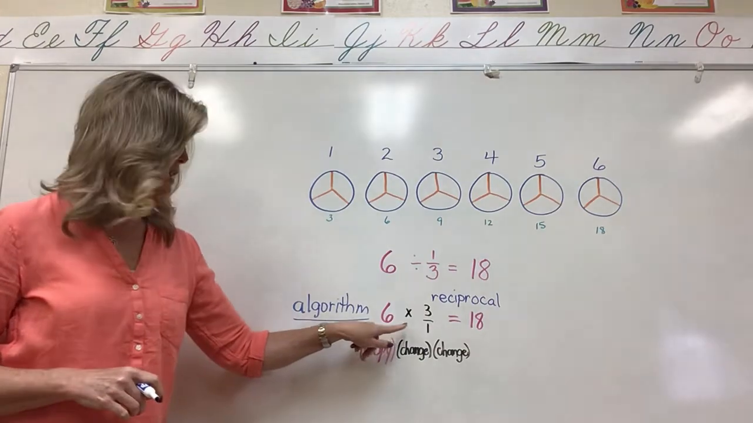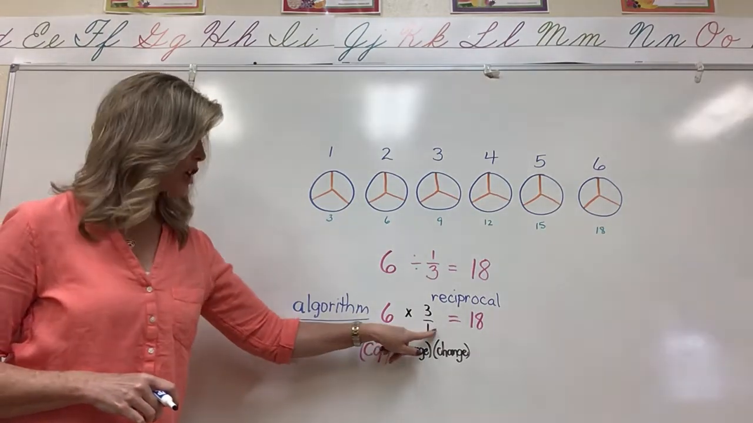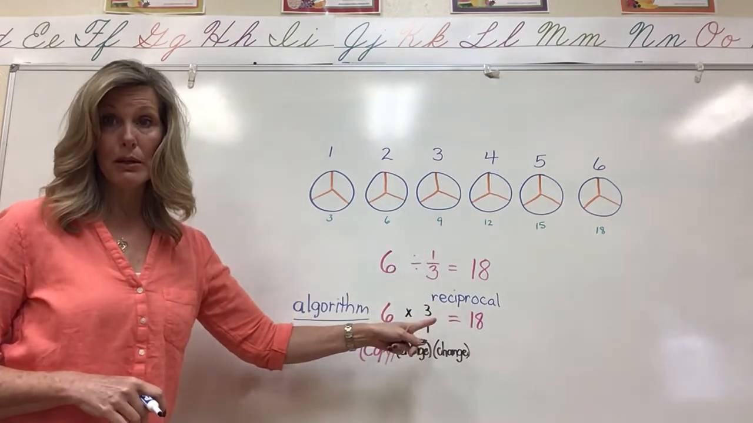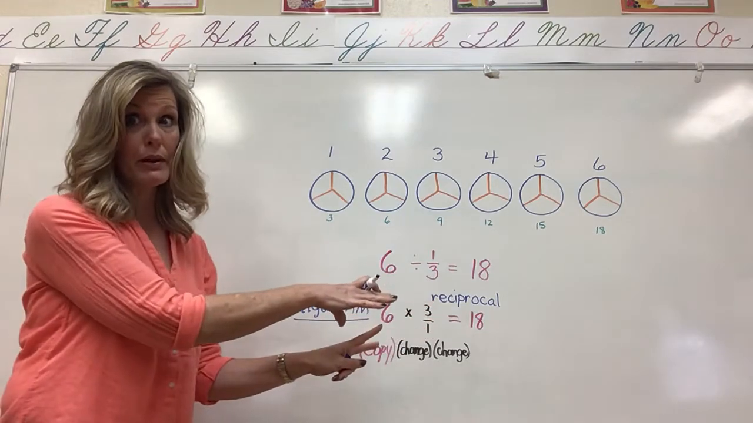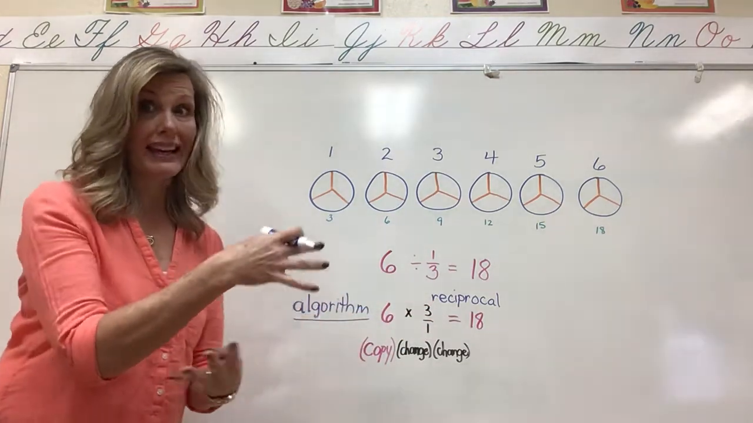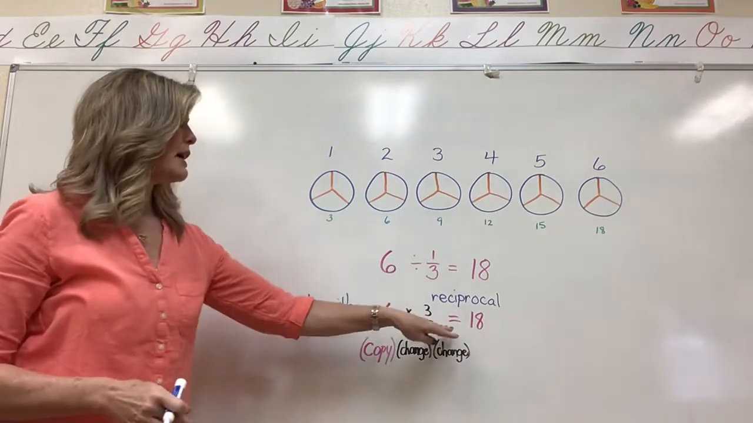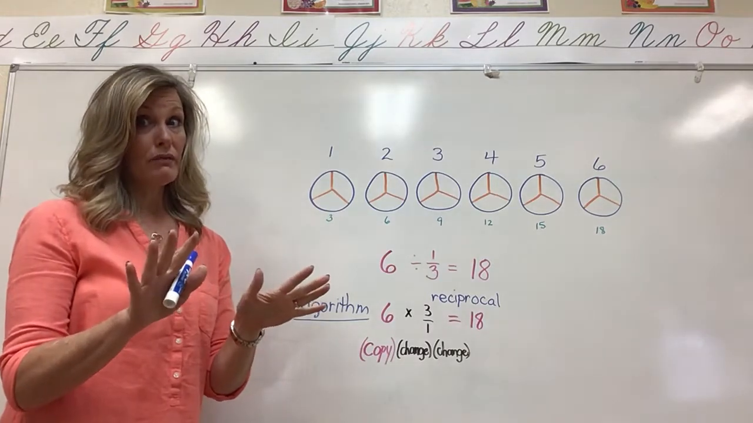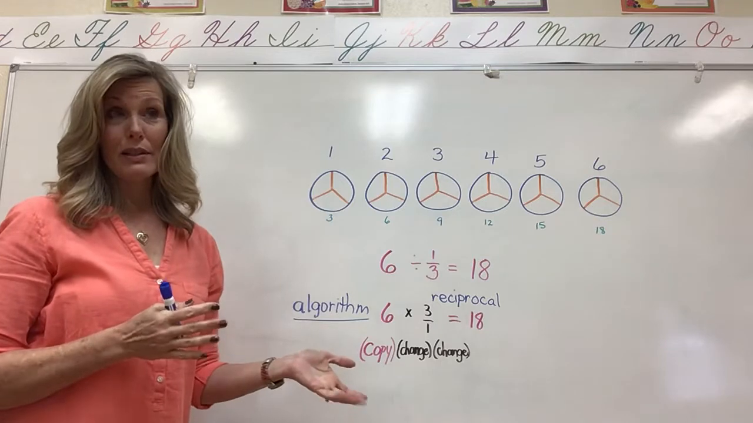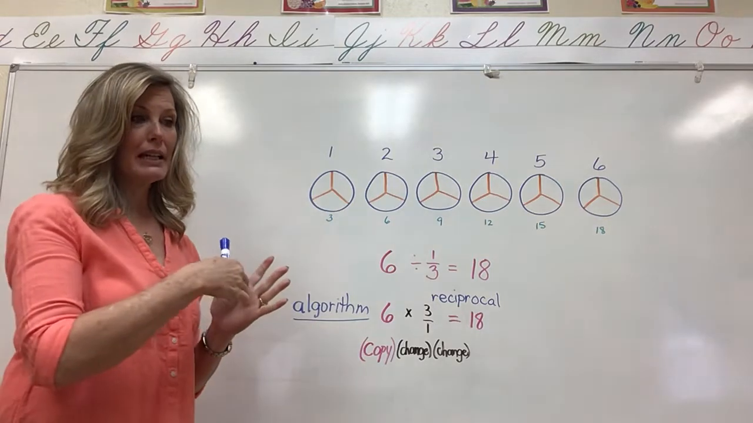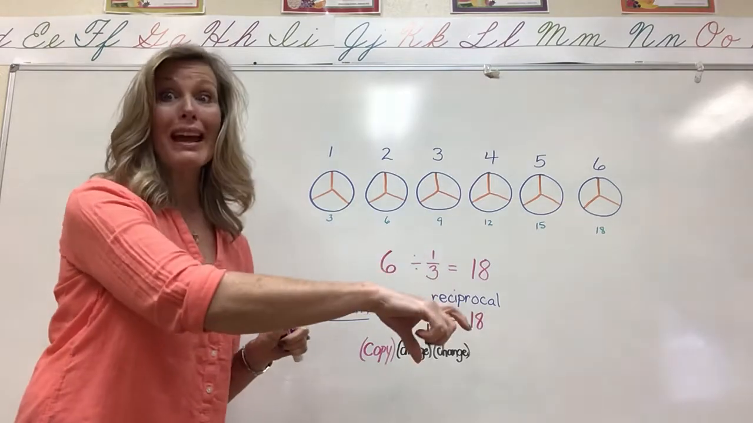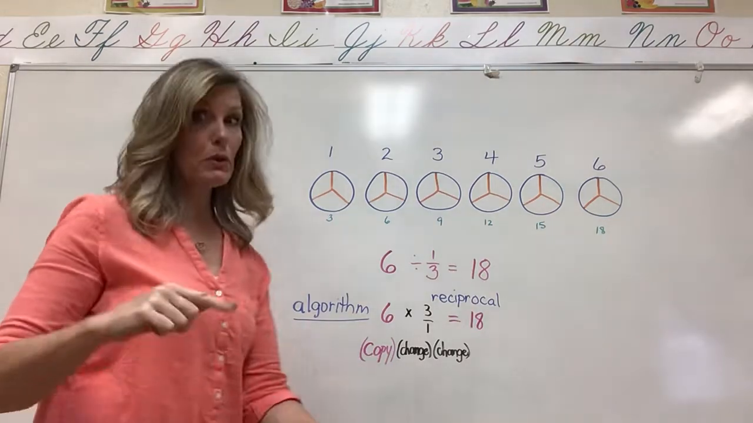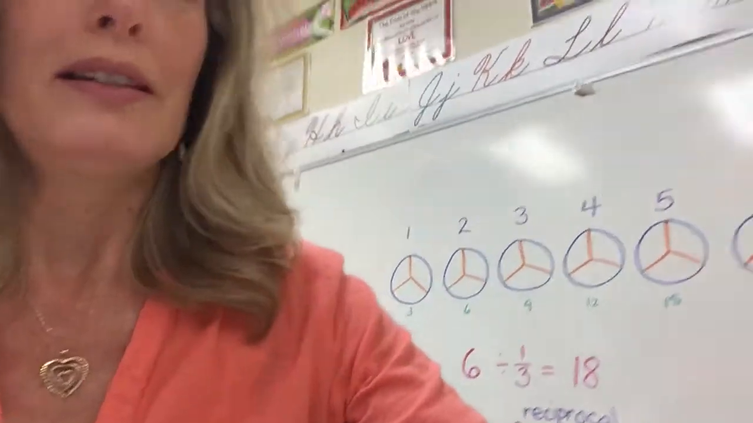Copy the first term, change divide to times, change the fraction to its reciprocal, or whatever the second term is. It doesn't have to be a fraction, because we're going to use this same algorithm when we're dividing with any kind of fraction anywhere in the problem. And that equals the answer: copy, change, change. Okay. This may seem a little confusing at first, and it's not even expected that you master it in 5th grade. It's an introduction to this concept, okay? So let's move on to the other board.